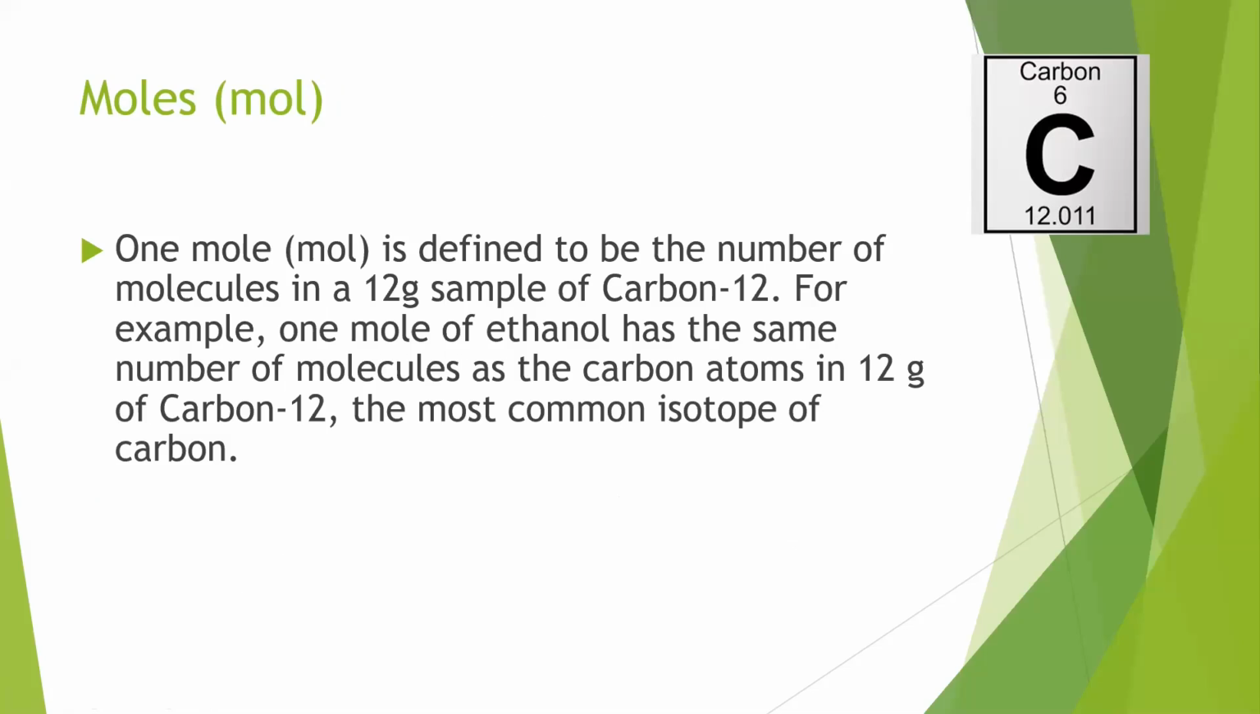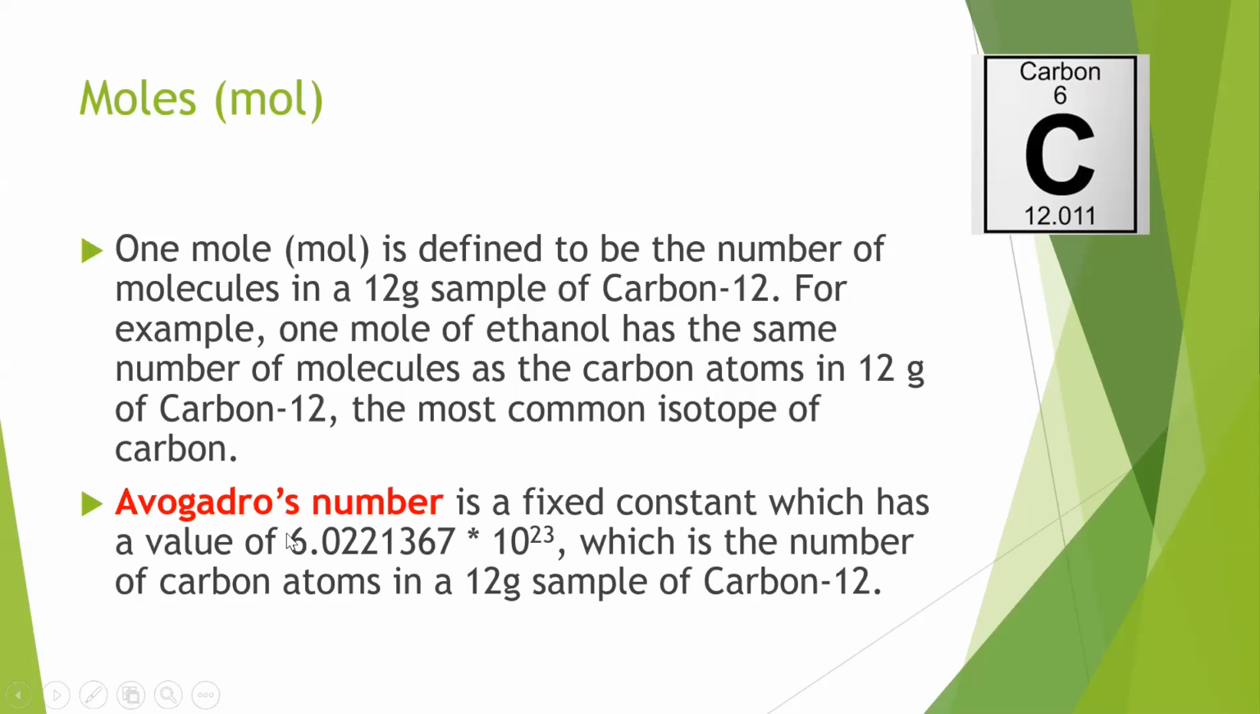So 1 mole of ethanol has the same number of molecules as the carbon atoms in the 12 grams of carbon-12. A mole of anything has the same number of molecules. So a mole is actually this number right here: 6.0221367 times 10 to the 23rd. That's the number of carbon atoms in a 12-gram sample of carbon-12. So we're going to define this to be 1 mole.